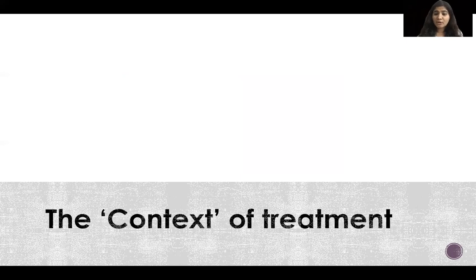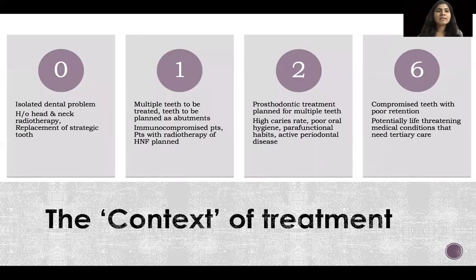Now, coming to the context of the treatment, there are two factors that a person has to see. Number one is the local factors, which pertain to the oral cavity of the patient. And number two are the general factors, which deal with the kind of patient, as the patient may have many systemic issues or illnesses that have to be treated prior to going ahead with the treatment of the oral cavity. Now, score 0 is given when it is an isolated dental problem, and when a patient presents with a history of head and neck radiotherapy, and the replacement of the strategic tooth is extremely important.